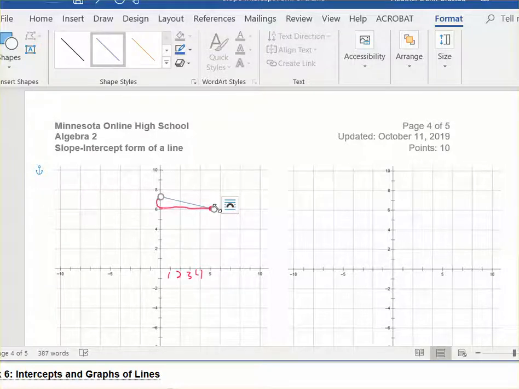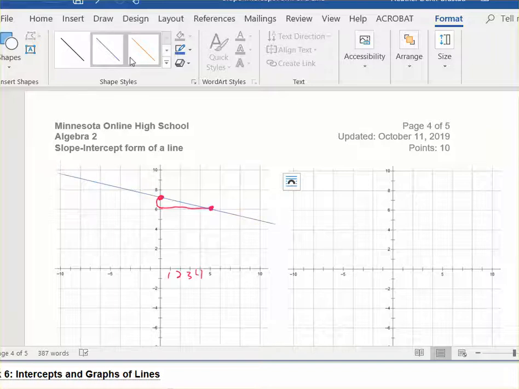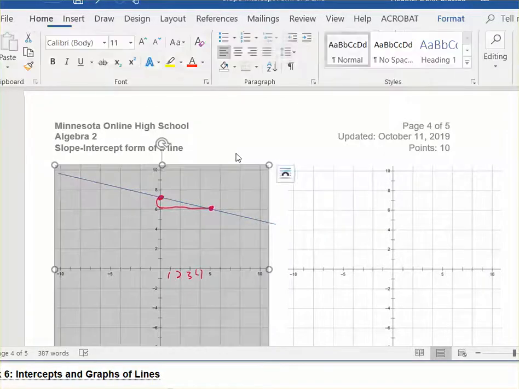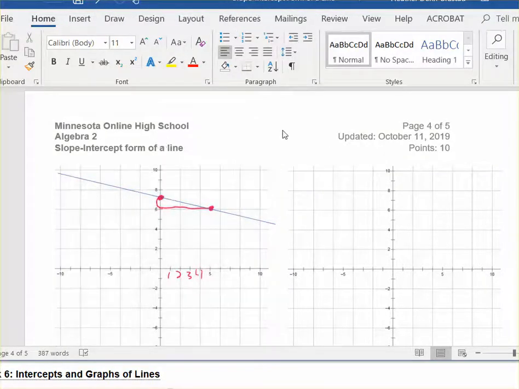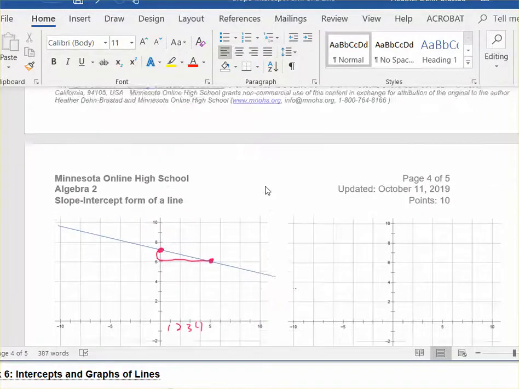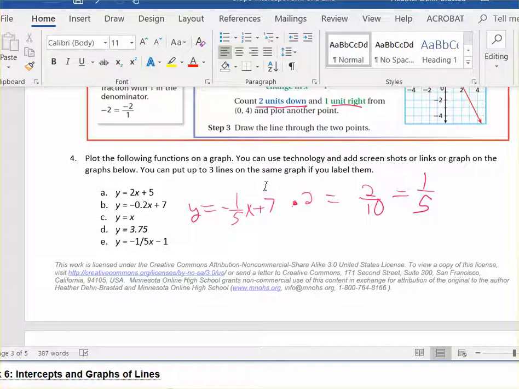So I'm going to make this longer on both sides. You don't want to just make a little tiny line between your 2 points. You want it to go all the way through. And even if you had arrows on the end, that'd be even better, but I didn't pick the right one that had arrows, and I'm not going to worry about that. So there is the line that would go through those points, and that is the line y is equal to negative 1/5 x plus 7.